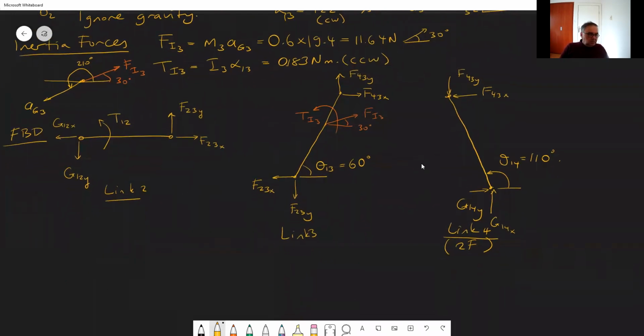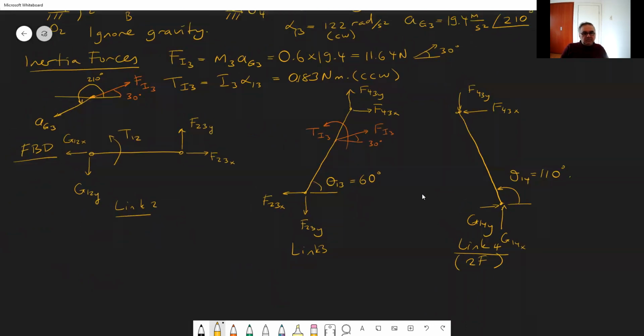Okay, so we have written them. Then we will write the equations for the unknowns and solve them. Actually, also note that link 2 is a two-force member plus a moment. This makes things kind of simpler, okay? We are going to use these.